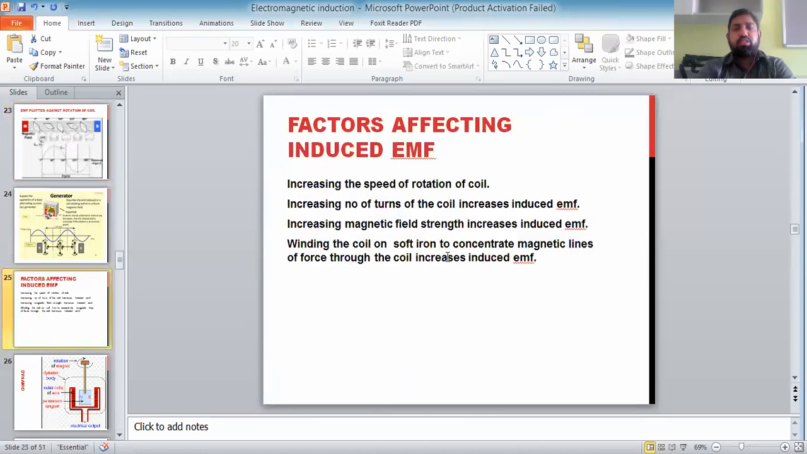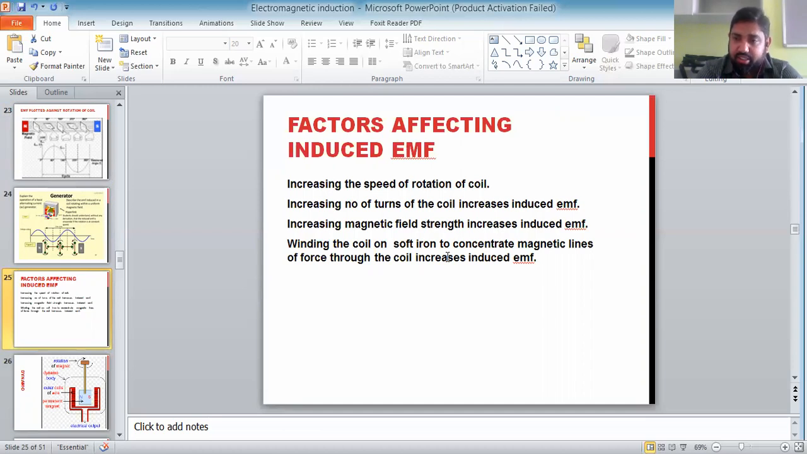Then we'll be discussing the factors which affect this induced EMF. When we are talking about induced EMF, current depends upon the induced EMF. When we apply a potential difference across the circuit, current starts flowing. So when EMF is induced, current is produced. Factors affecting induced EMF: first one is increasing the speed of the rotation of the coil. That affects in two ways, we'll discuss that later. Second, increasing number of turns of the coil increases induced EMF.